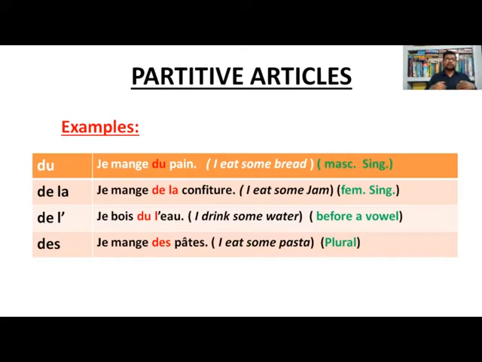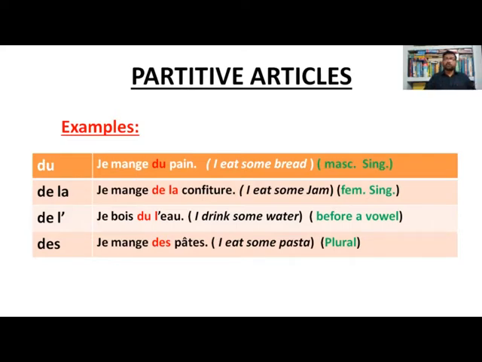Similarly, de la, where you can use de la. Example: je mange de la confiture. Confiture is used for jam, jelly, marmalade. Pomme confiture, apple jam. So, je mange de la confiture. I eat some jam. Jam is by nature, by gender, feminine and singular.